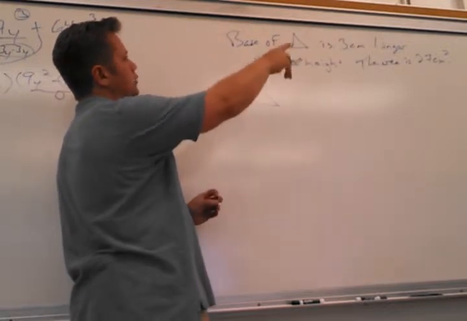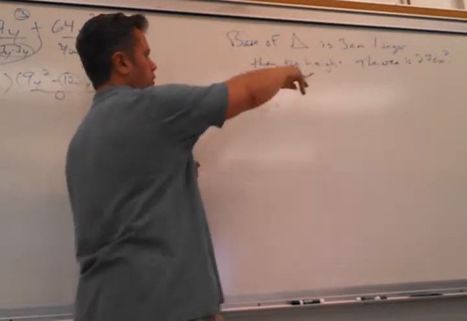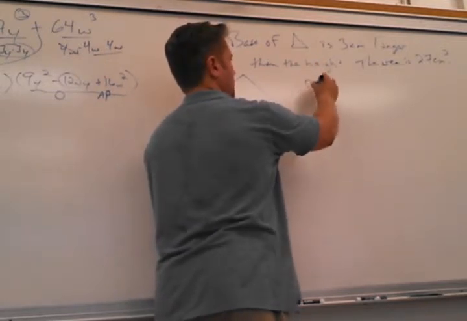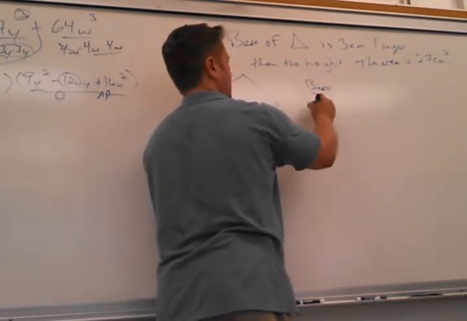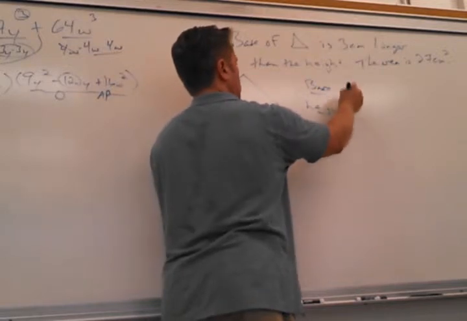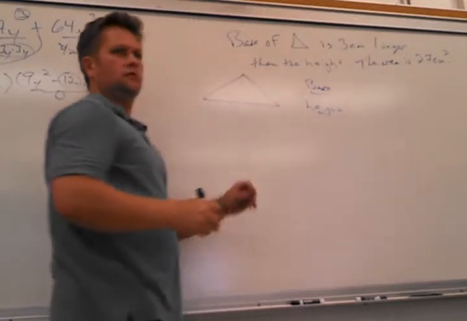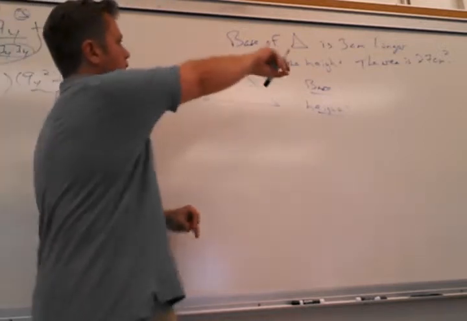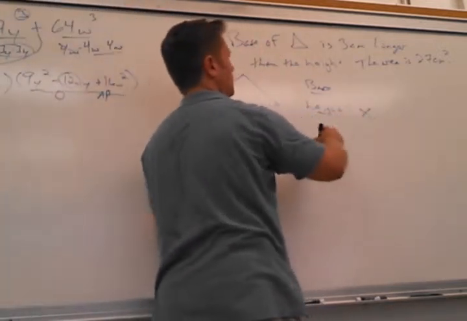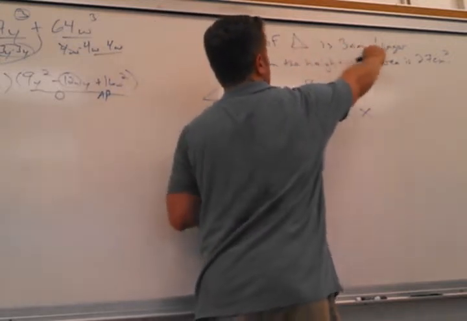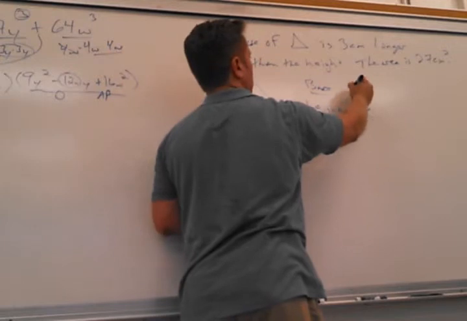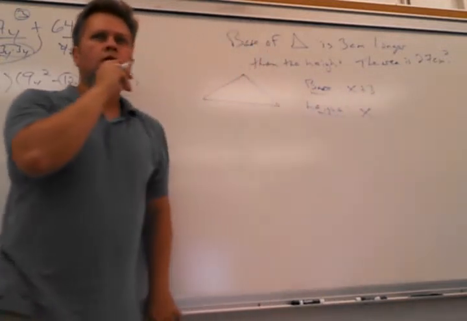And the base is 3 centimeters longer than the height. So what are the players involved? The base and the height. Which one is just X? Or whatever letter you want to use. Why is the height just X? Because we don't know what it is, and the base is something to do with it. So I've got to know that that's X first, and now what's the base? X plus 3.